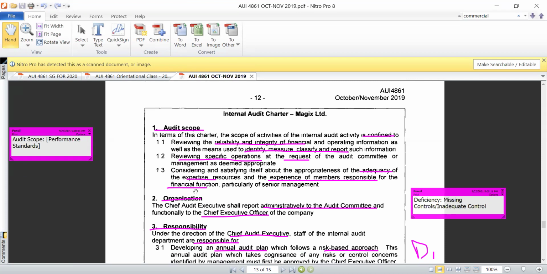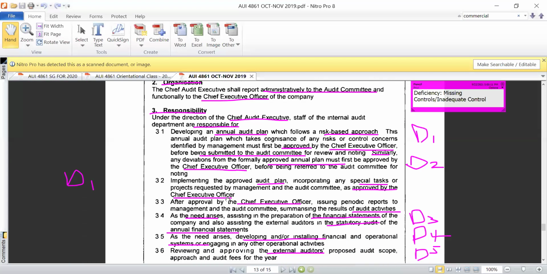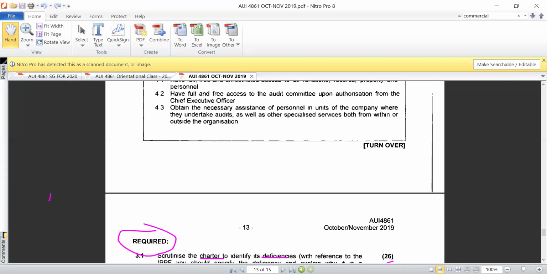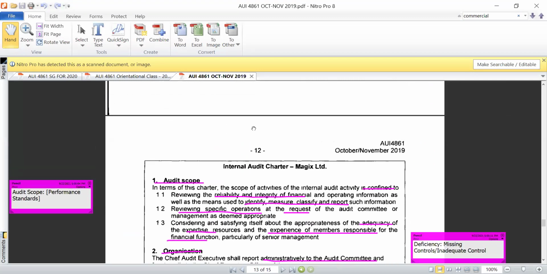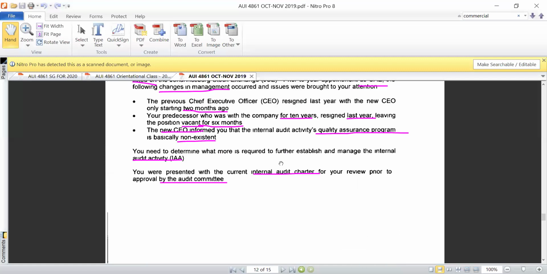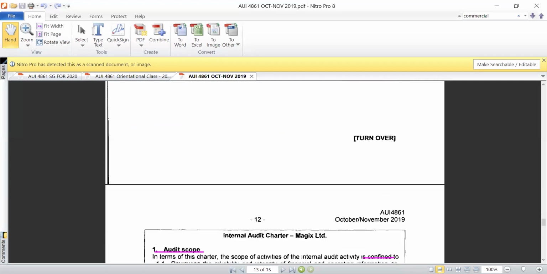What are those? Just by looking at this, there's nothing about the type of audit assignments that they'll be offering to the organization. I'm not seeing that outlined here. It's not there. So meaning to say, yes, they have an internal audit charter, but it's not adequate because there are certain aspects which should be present in the charter which are not defined. But I'm going to come back to question 3, then we'll discuss that.